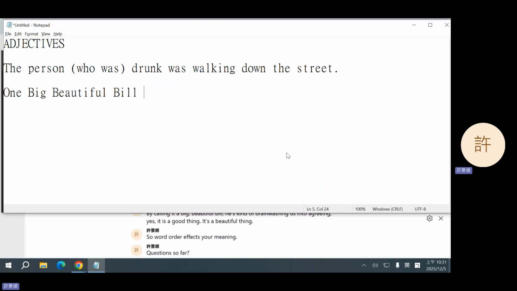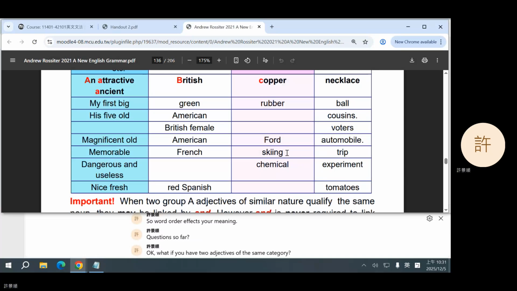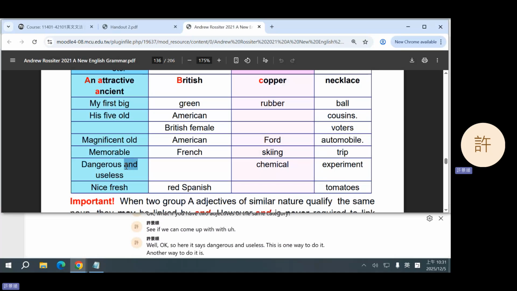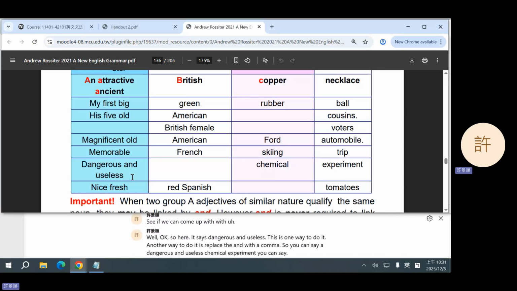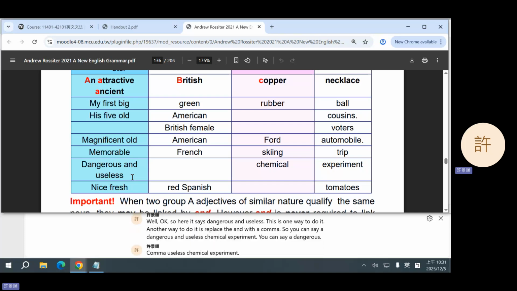Okay. What if you have two adjectives of the same category? Here it says dangerous and useless. This is one way to do it. Another way to do it is replace the and with a comma. So you can say a dangerous and useless chemical experiment. You can say a dangerous, comma, useless chemical experiment. That also works.